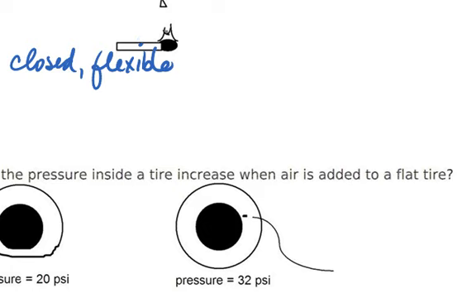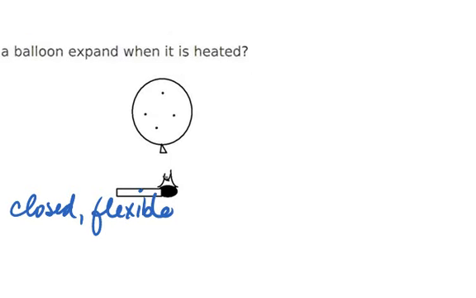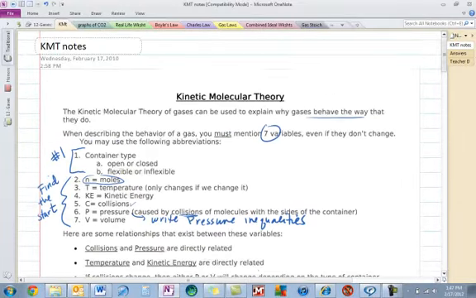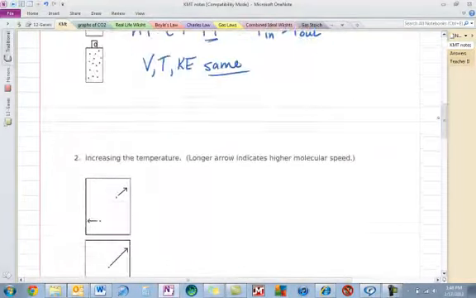Now the next thing we have to do is look at our variables and find the start. It says, why does it expand when it is heated? Okay, so we have to think, what does heat have to do with our other variables? Which one is going to be our start? So hopefully everybody picked temperature to be our start. And so if temperature changes, then remember kinetic energy has to change right away as well, because those two are directly related.